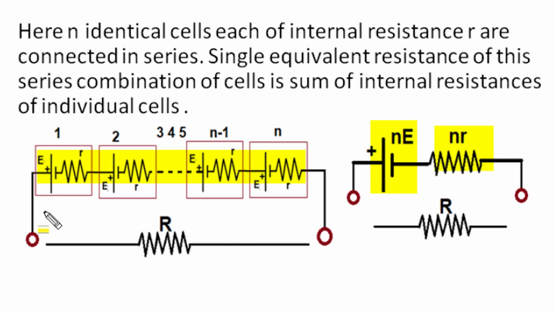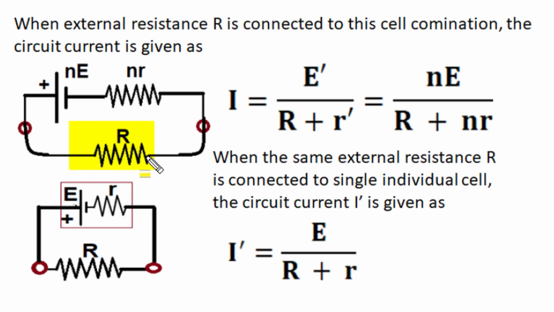And when this combination is connected to external resistance R, it is just like a cell of nE EMF and nr internal resistance connected to external resistance capital R. When external resistance capital R is connected to the n identical series connected cell combination of effective EMF nE and total internal resistance nr, then the current in this external resistance is given as EMF divided by the sum of internal and external resistance. Effective EMF is nE and effective internal resistance is nr. So total circuit resistance is nr plus capital R, and voltage divided by resistance will become the current in the external resistance by the cell combination.